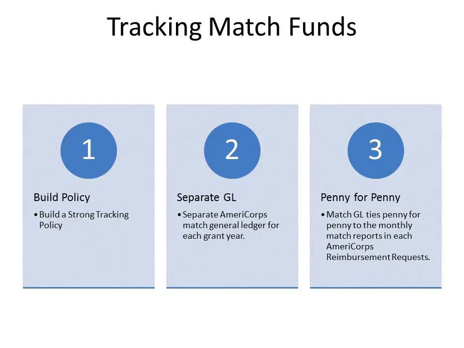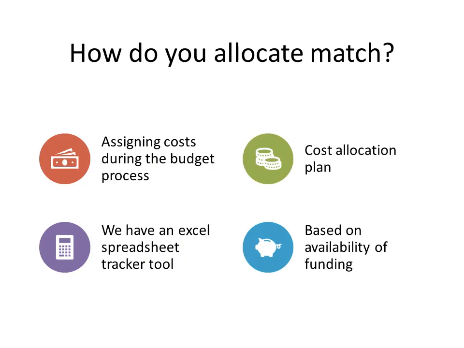But a couple things to keep in mind is that you can build a strong policy. You can separate the match GL for each grant year. And then lastly, you can make sure that the GL ties penny for penny. So I'm going to move on to allocating match.